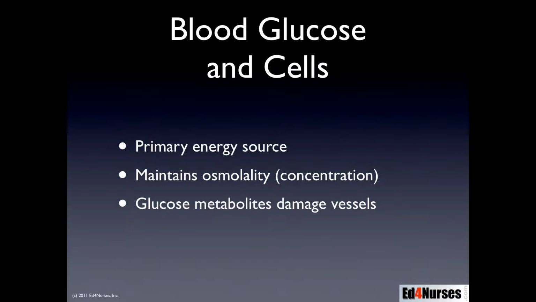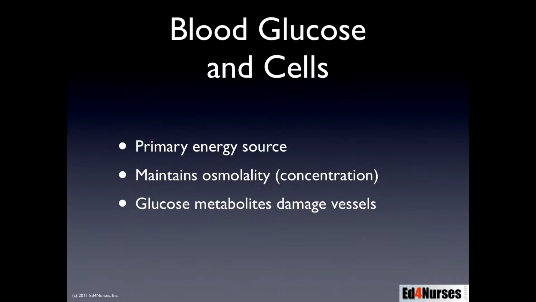First of all, it is the primary energy source for the body. So the primary energy source, all of the cells in the body need it now. Particularly, we're going to be concerned about the brain, because the brain cannot live very long without having an adequate supply of blood glucose. We'll come back to that.